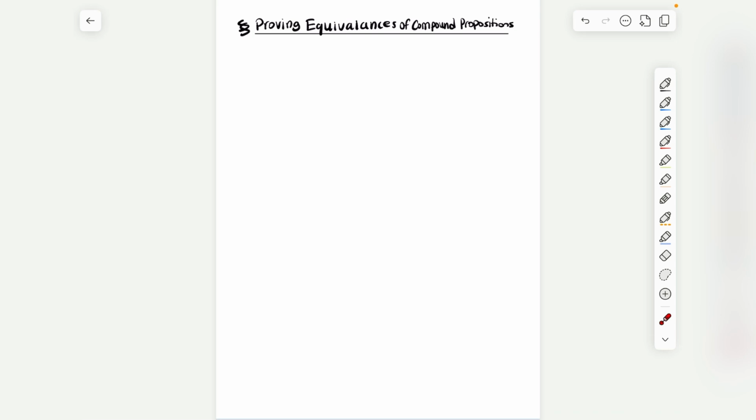In this video, we're going to talk about how to prove equivalences of compound propositions. So in simple words, if you have compound propositions, let's say compound proposition 1 and compound proposition 2, we want to know if they are equivalent. So this is the symbol for equivalence.